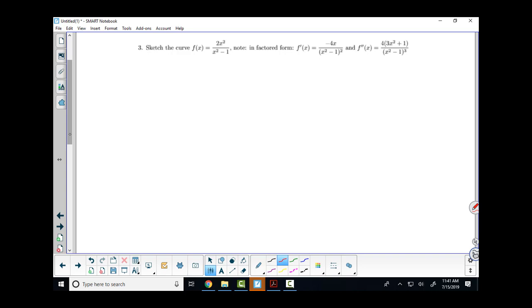What's the first step? Look for the domain. What's the domain? X can be any real number except for what? 1 and -1. Everyone okay with that? You can use interval notation, you can use set builder notation. I don't care which one.